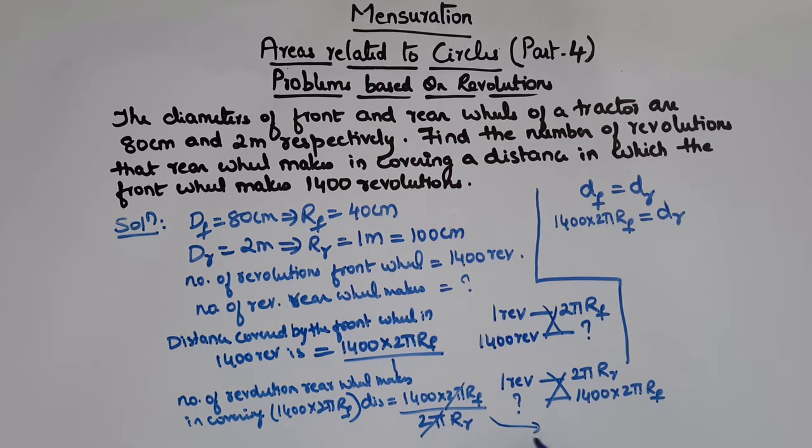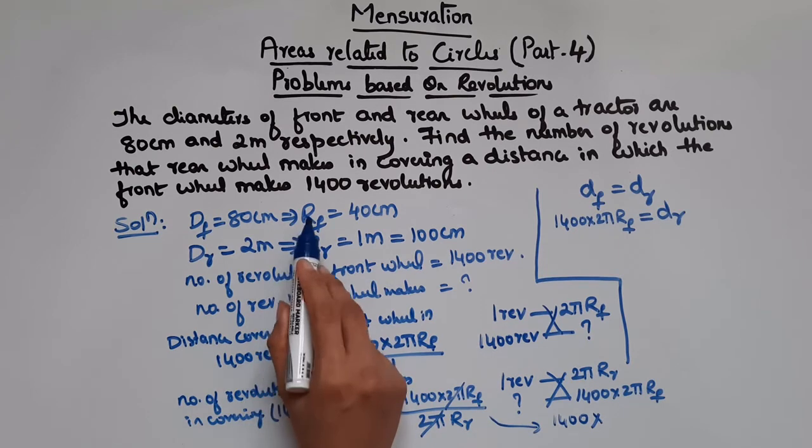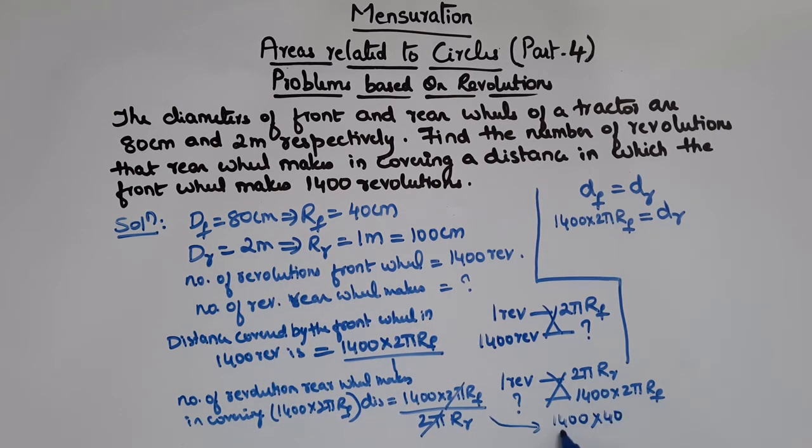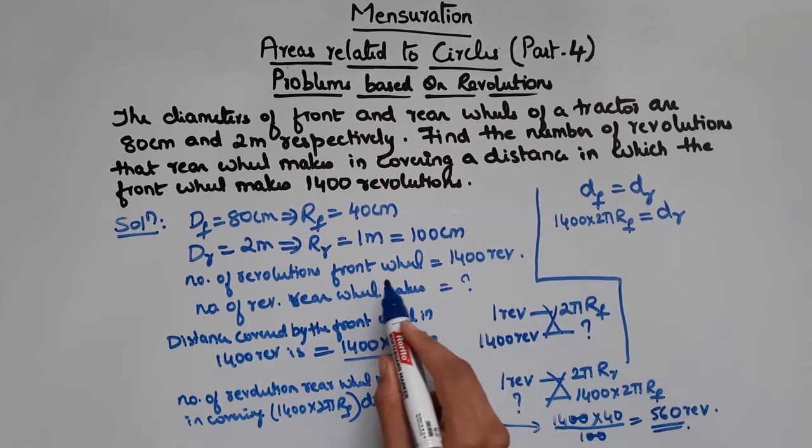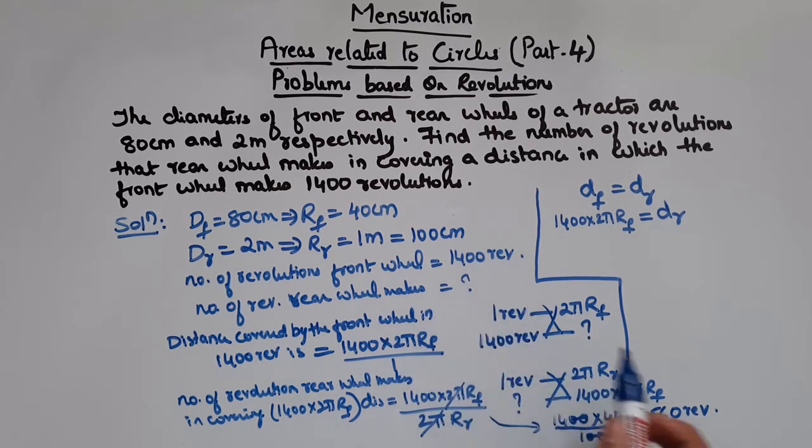Right? So now if you see here, 2 pi and 2 pi are gone. So let me write here 1400 into, what is rf? The radius of the front wheel is 40 by the radius of the rear wheel, which is 100. So 2 zeros are gone. So 4 fours are 16, 4 ones are 4, 5. So 560 revolutions. Therefore, your rear wheel takes 560 revolutions, whereas your front wheel takes 1400 revolutions to complete the same distance. Right? So I hope this is clear.